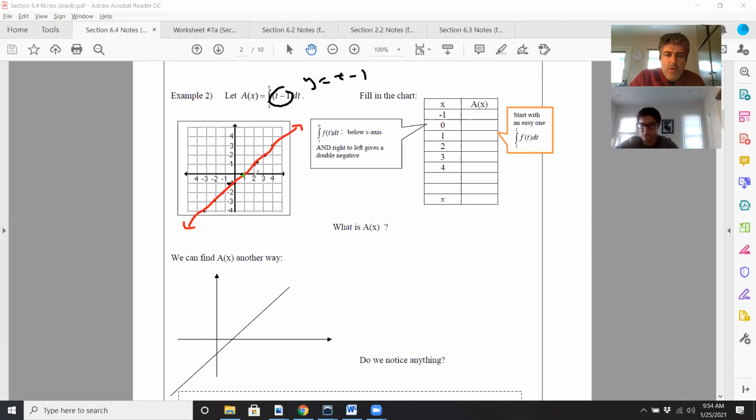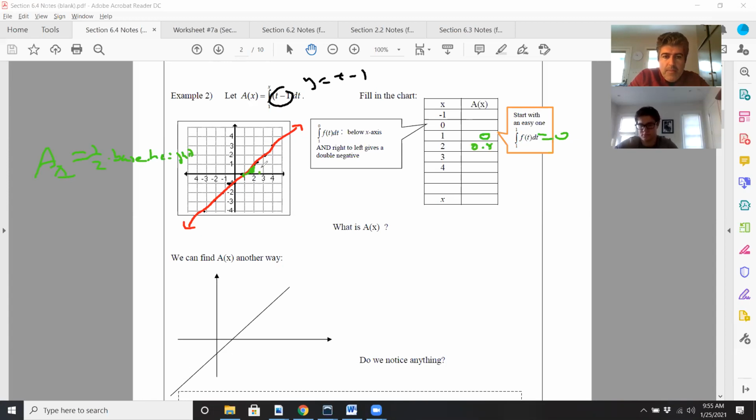Now, if I go from 1 to 1, that's just 0. Right, we know this. Start with an easy one. If I go from 1 to 2, remember it's a right triangle. What's the area of a triangle? You guys should know, 1/2 times base times height. Your base, of course, is 1. Your height is also 1. But you got to take 1/2, so it's actually 0.5.